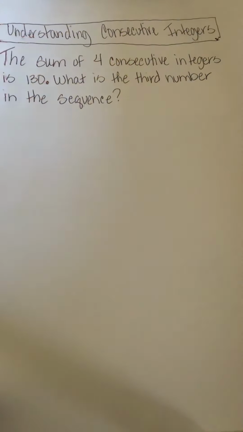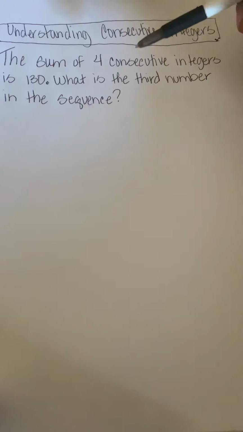All right, understanding consecutive integers. The sum of four consecutive integers is 130. The question it asks us in this prompt is, what is the third number of the sequence? In order to understand this, we have to first break down the prompt.